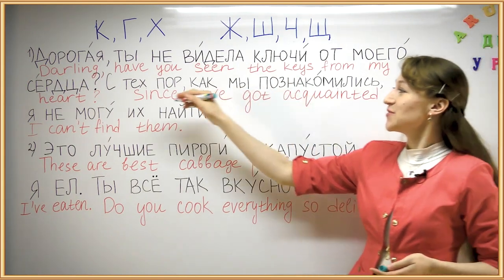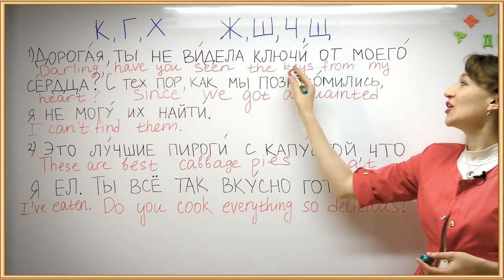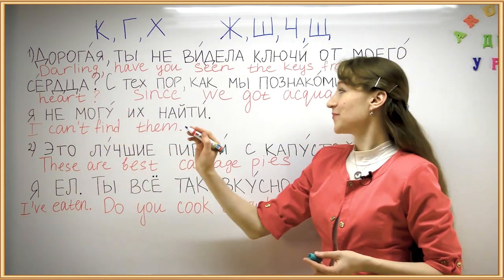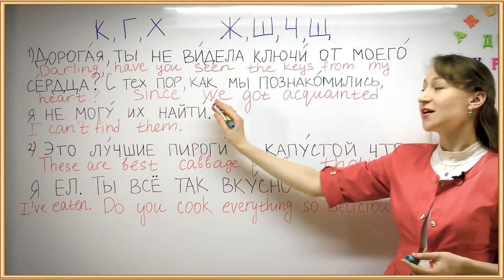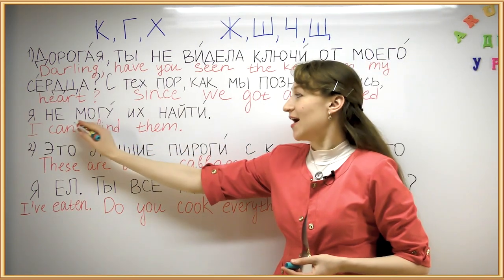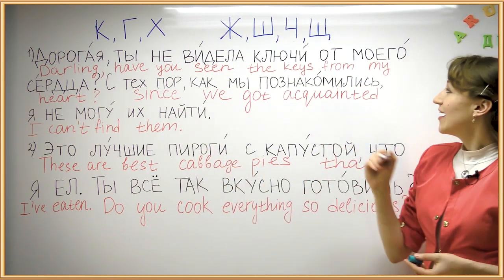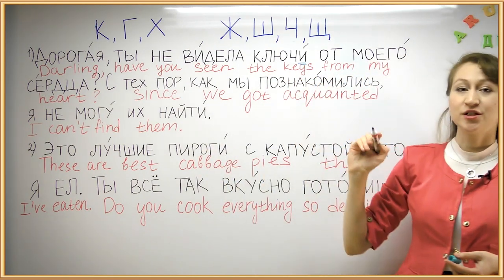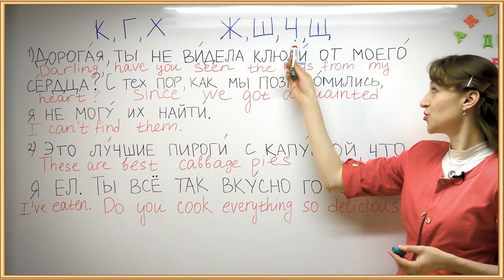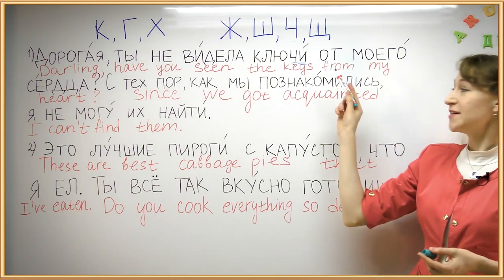So, let's read it. Дорогая, ты не видела ключи от моего сердца с тех пор, как мы познакомились, я не могу их найти. And here we have this word, ключи, keys, and we have a harsher ч, so it takes the и ending in plural.